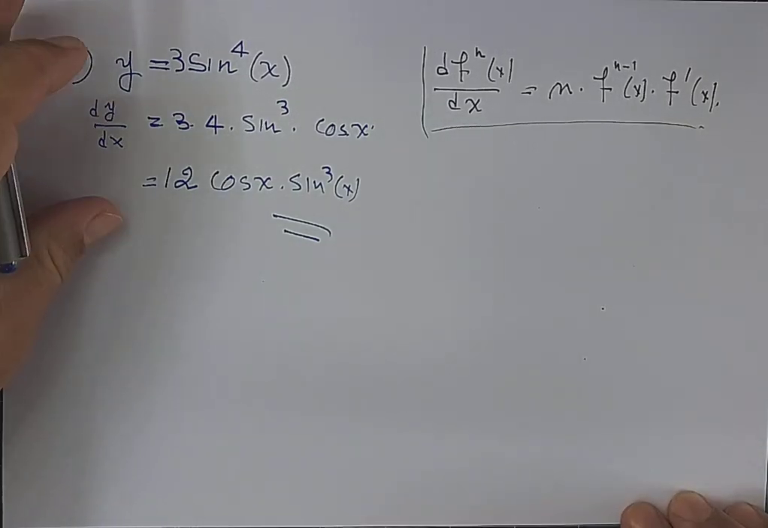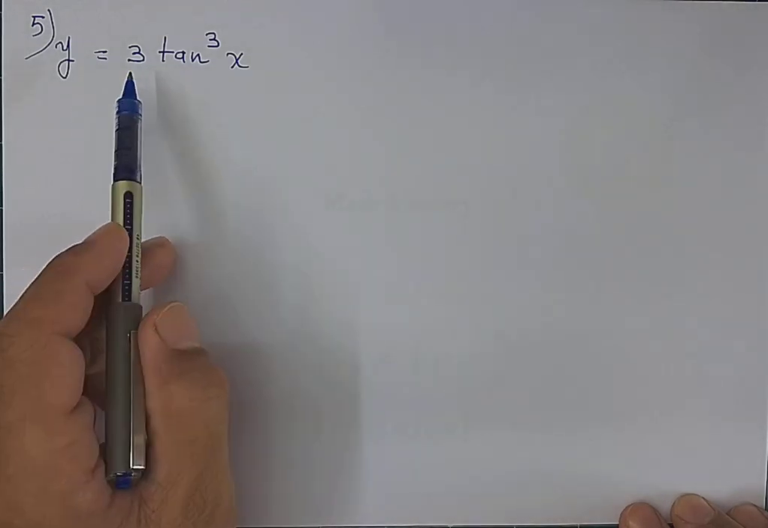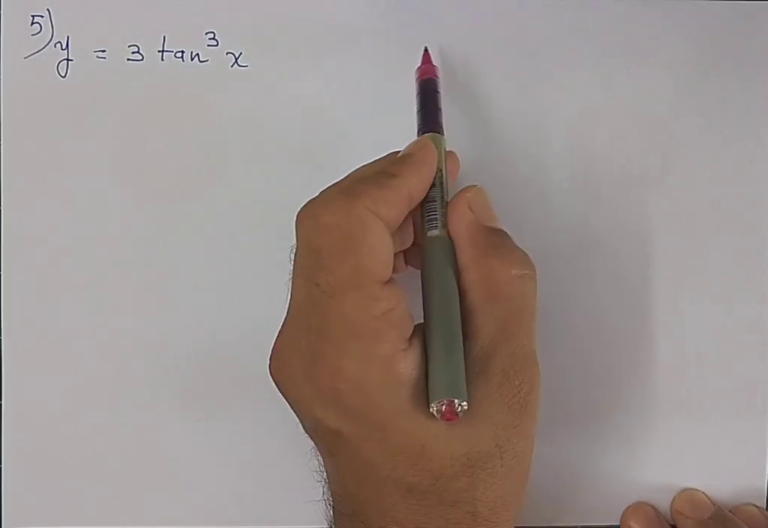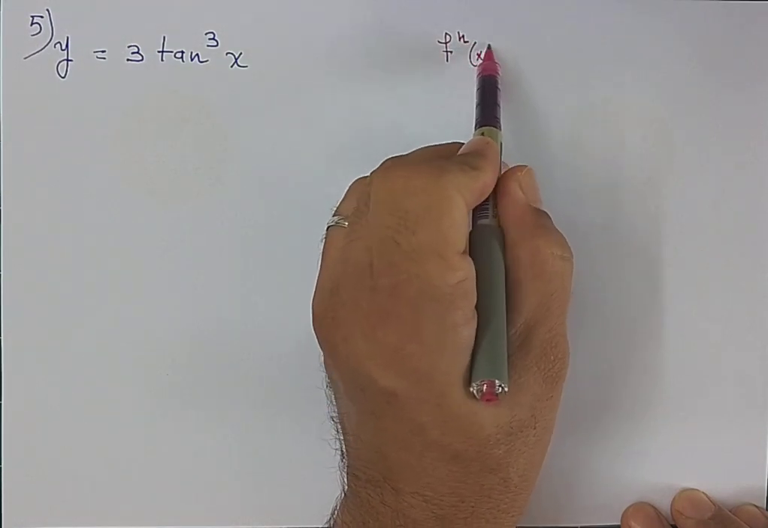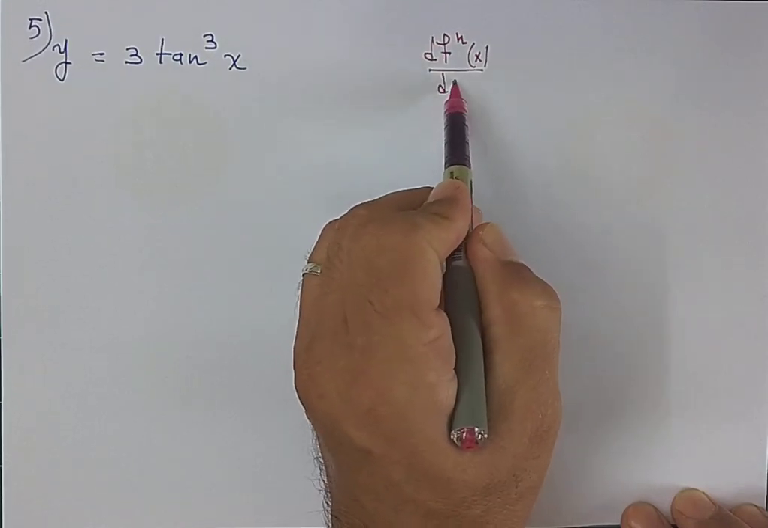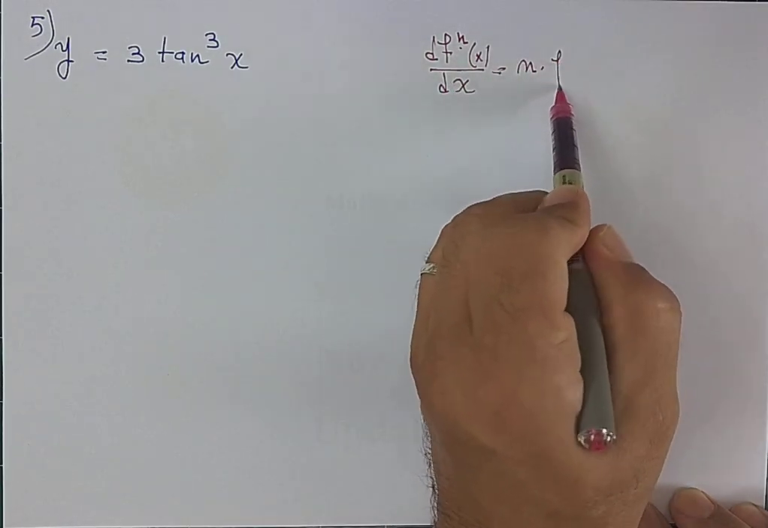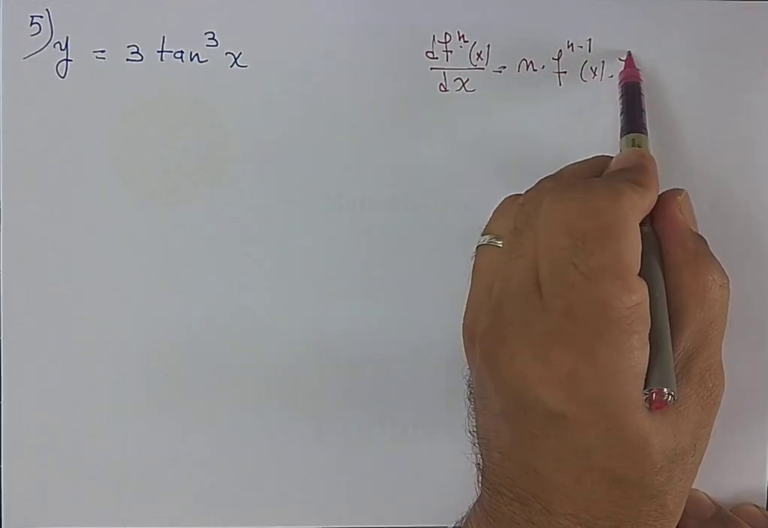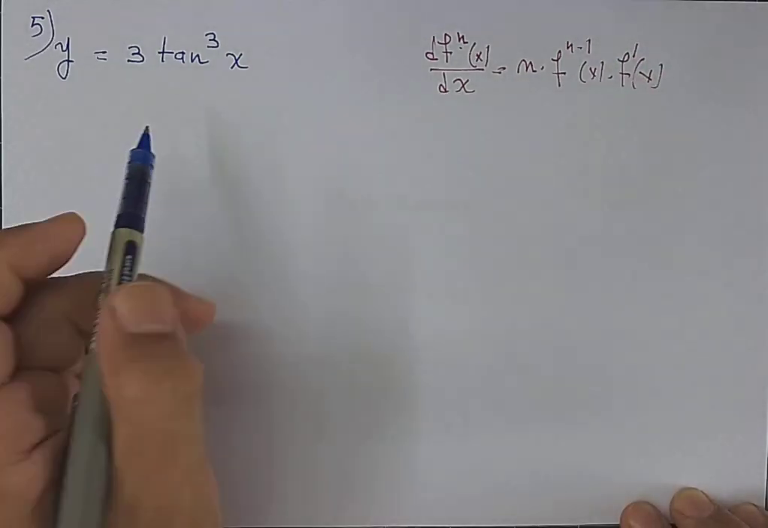So let's continue with the last one. Here we have y equals 3 tan cube x. The same thing I write here: if we have f(x) to the power n, the derivative of this function, df/dx, equals n times f to the power n minus 1 of x, times the derivative of f at this point. So let's start with our function.